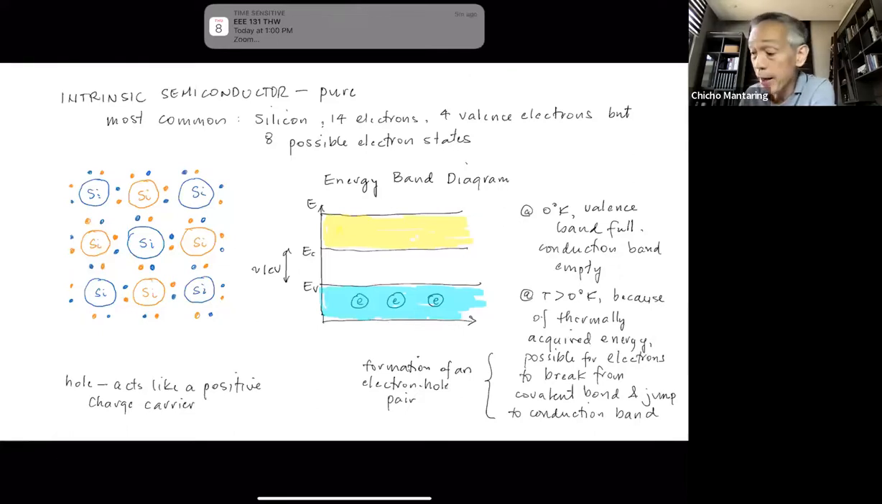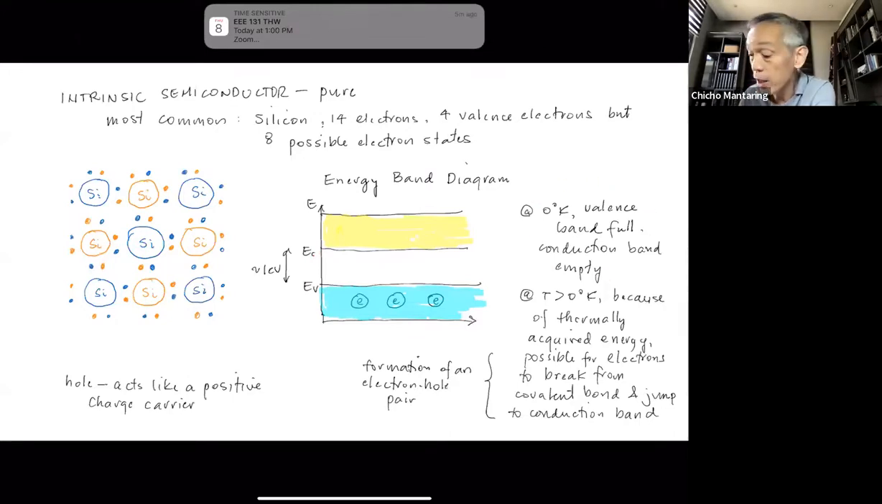Okay, then we talked about the energy band diagram. So you have what is called a conduction band. Here I marked that in yellow. And what is called a valence band, and this is what I marked in light blue. Where E sub C is the minimum energy of a conducting electron, and E sub V is the maximum energy of a valence electron.